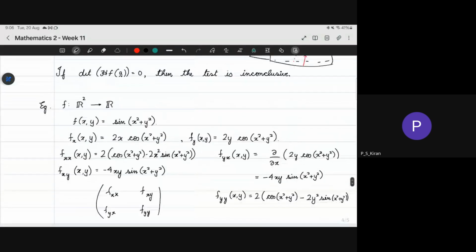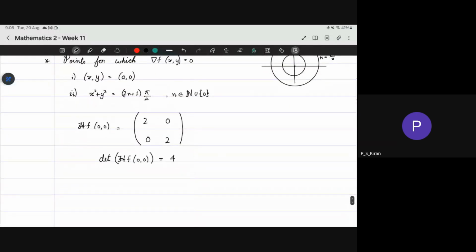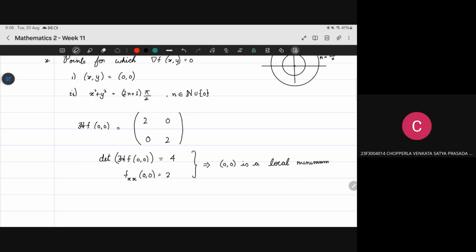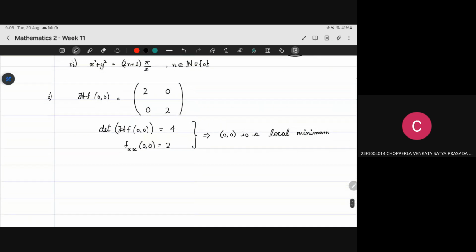Right? Now we go to a checklist. Determinant is positive. I'll have to look at what is the first entry. And if the first entry is 2, that is f_xx at 0, 0 is 2, these two together imply that 0, 0 is a local minimum, since this is greater than 0. This is one set of points.